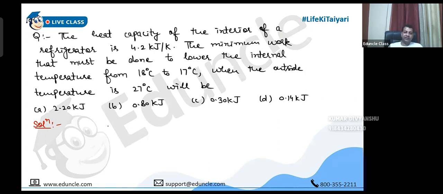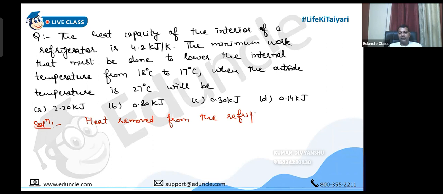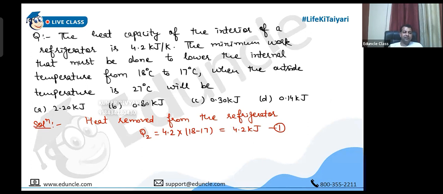And W is Q1 minus Q2 in this case, because Q2 plus W is Q1. So what is the heat removed from the refrigerator? It is given to be kilojoule per Kelvin. So 4.2 into the difference of temperature. 4.2 kilojoule. Please check. This difference will be the same whether you take it in degree centigrade or Kelvin.